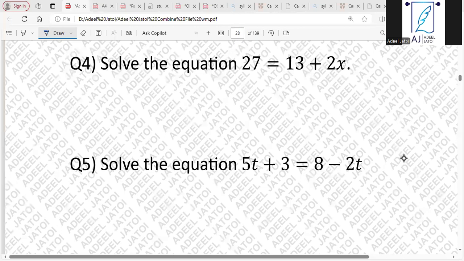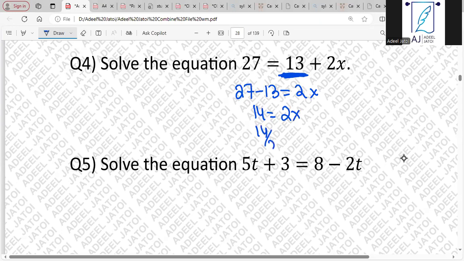Question number 4 is: solve the equation 27 is equal to 13 plus 2x. So what we can do is, this is plus 13, right? So it will go on the other side. 27 minus 13 is equal to 2x. 27 minus 13 is 14, which is equal to 2x. So 2 is being multiplied, it will be divided. So x value will become 14 divided by 2, which is 7. This was question number 4.